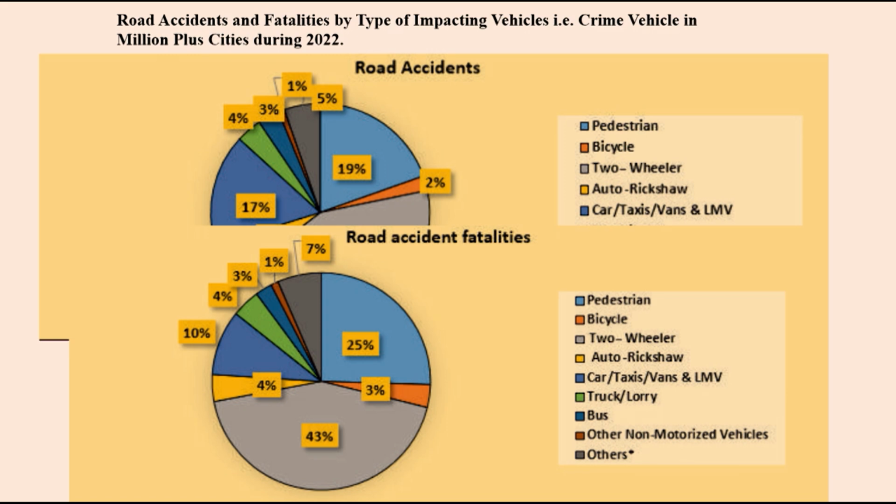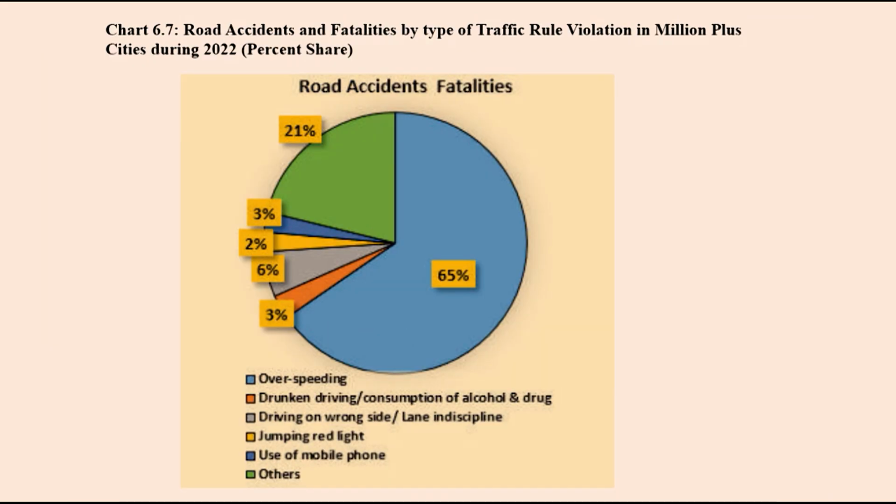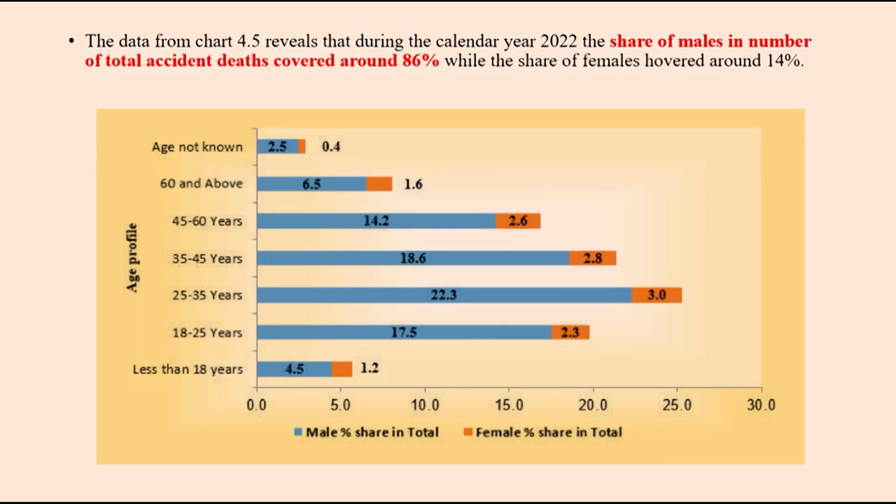Okay, this was accidents. This is fatality, and here the picture is even higher. In fatality, these three categories, pedestrian, bicycle and two wheeler, contribute almost 2/3 of the total fatalities. Okay. So, over speeding, this is already talked about.